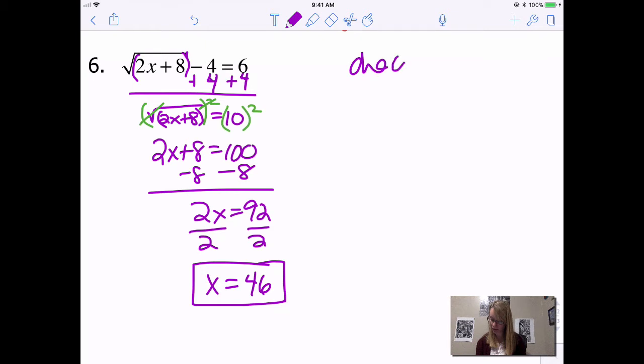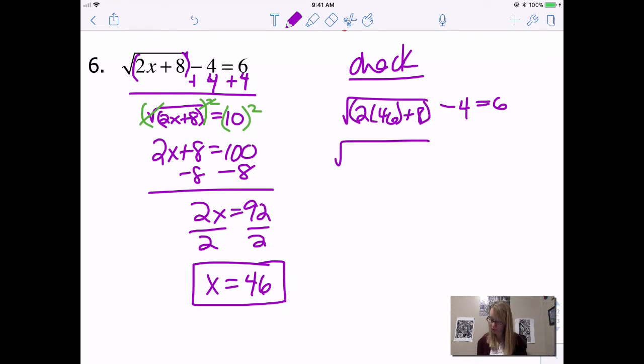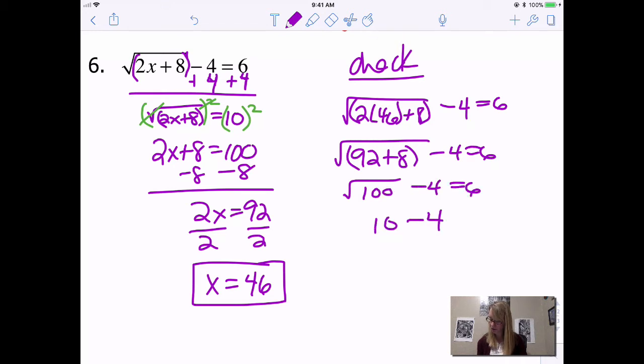Checking to make sure this works. Square root of 2 times 46 plus 8, minus 4 equals 6. Start PEMDAS, so I'm starting way inside the parentheses. 2 times 46 is 92 plus 8. Then I take the square root of 100. 10 minus 4. And 6 does equal 6. So this doesn't mean that 6 is my answer. My answer is 46. This check is just to make sure that the left side equals the right side, that it's a good solution.